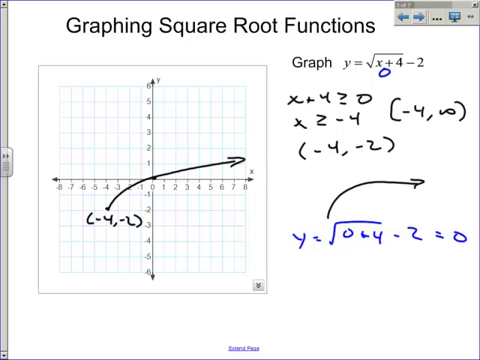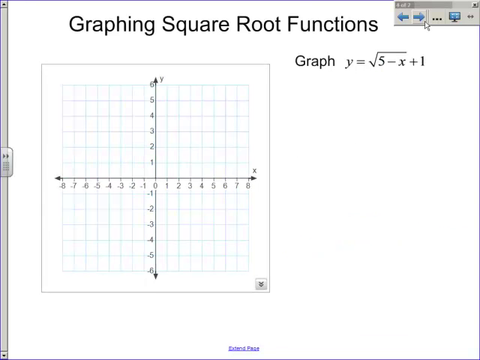The range of this graph is negative 2 to infinity. It was 0 to infinity, but I moved the graph down 2. That's going to change the graph's range to negative 2 to infinity.